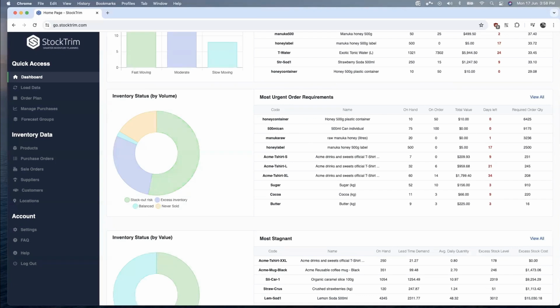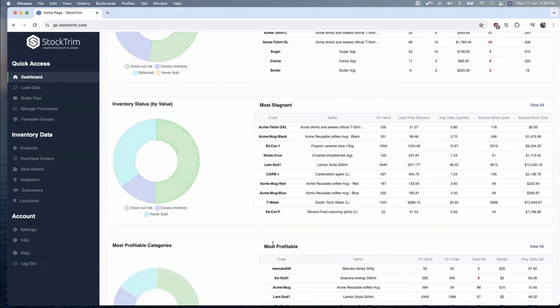Under that, we have the inventory status by volume chart. This shows how much proportion of your total inventory is in excess versus stock at risk versus balanced, i.e. optimal already or never sold, and it bases that on the number of products or quantity.